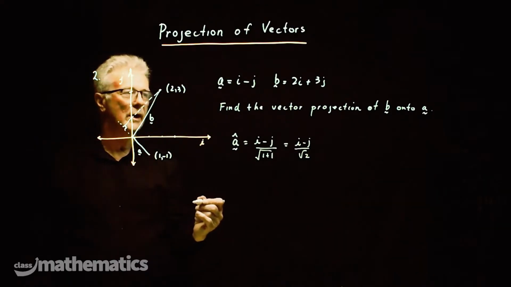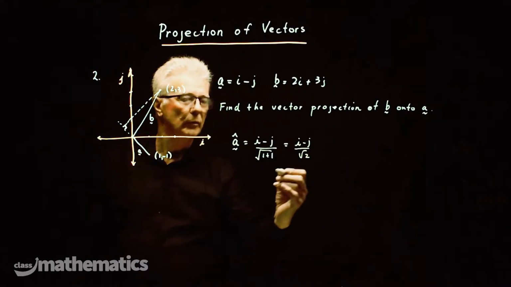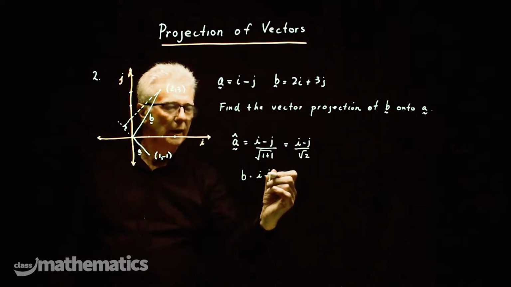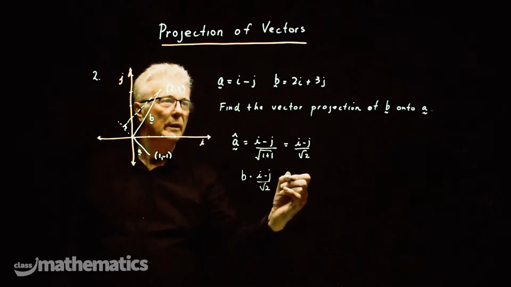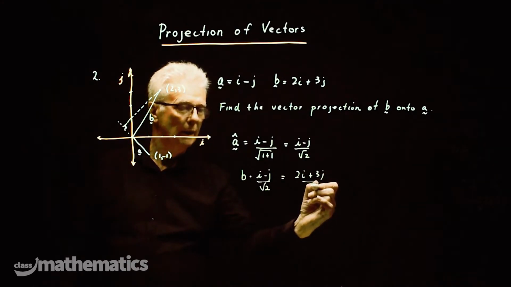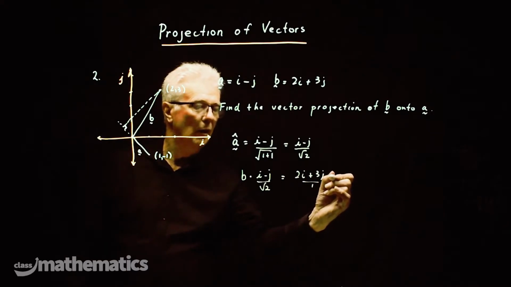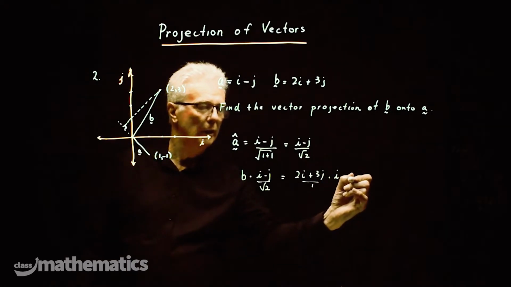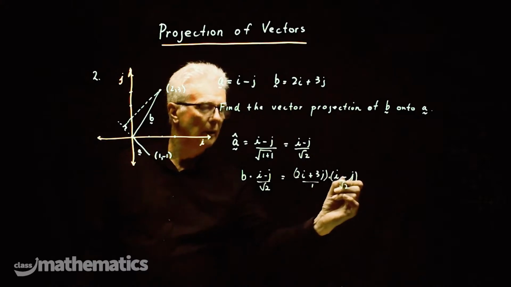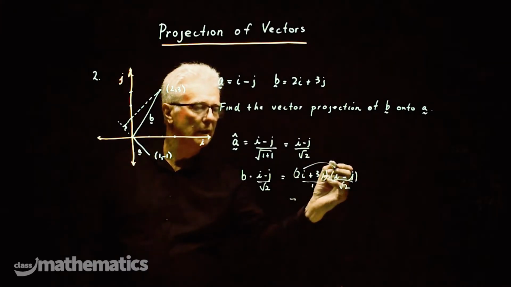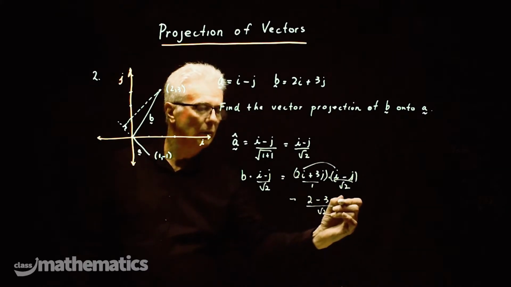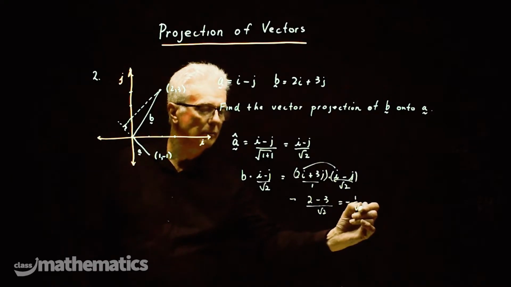Now we need to find the scalar projection first. So to do that, we write that as b times (i - j) over root 2. That's equal to (2i + 3j) over 1, times (i - j) over root 2. When you multiply these two together, you're going to get 2 minus 3 all over root 2, which is minus 1 over root 2.